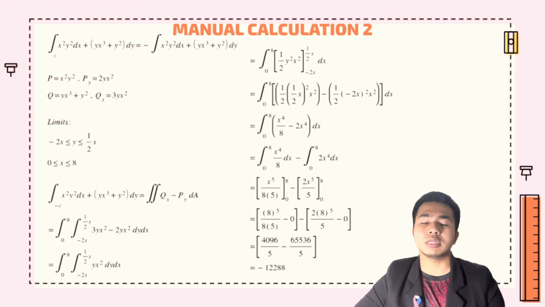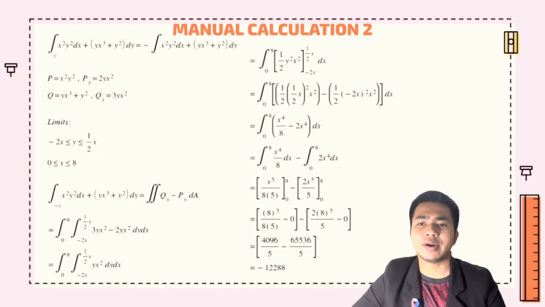So the next step is we need to find the limit for the integration. We identify the upper limit and the lower limit. Then we get the limit for y from negative 2x to 1 over 2x. And for the x, we get from 0 to 8. Then we apply the formula of the Green's theorem.